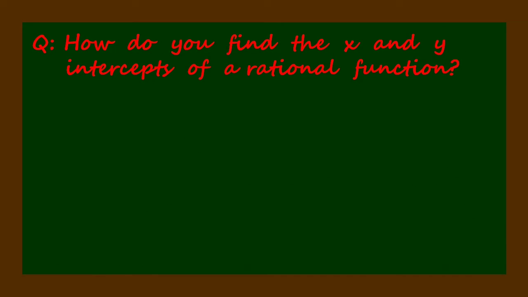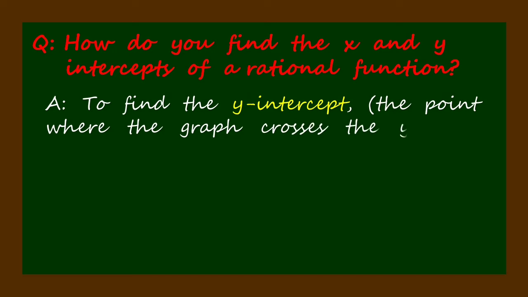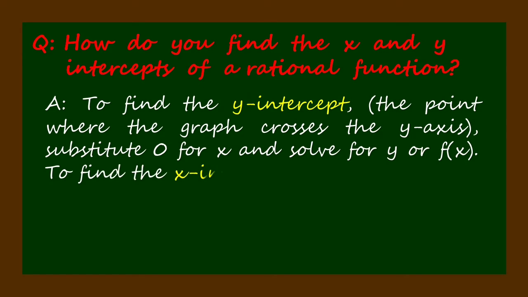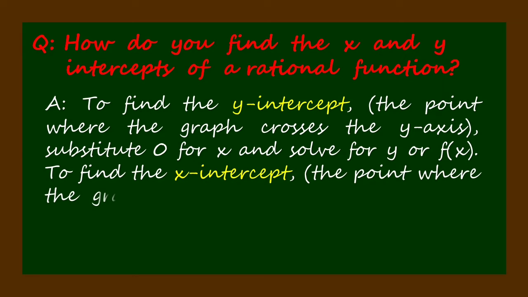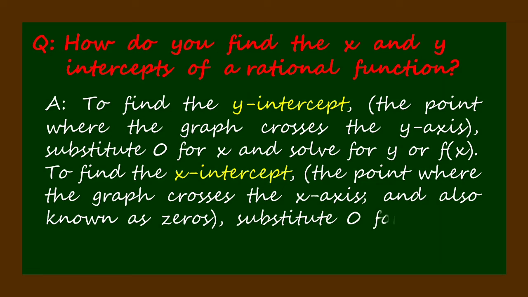How do you find the x and y-intercepts of a rational function? To find the y-intercept, the point where the graph crosses the y-axis, substitute 0 for x and solve for y, or f of x. To find the x-intercept, the point where the graph crosses the x-axis, also known as the zeros, substitute 0 for y and solve for x.